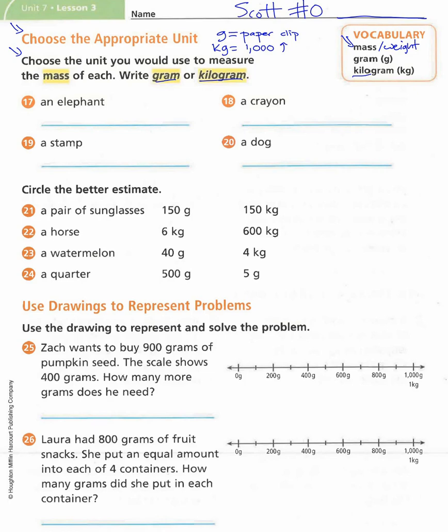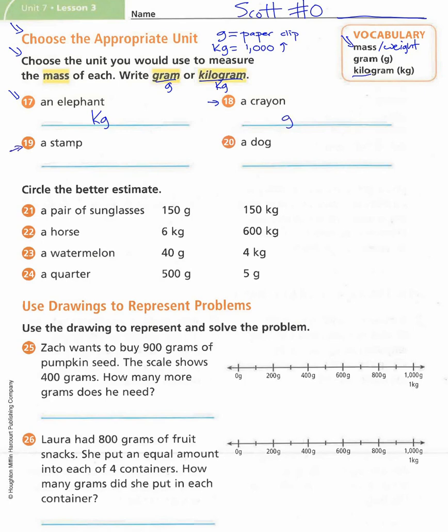Okay, so here we go. Let's look at number 17. We're going to go either G or kg. So G for gram, kg for kilogram. If you were to use one of those to measure the weight of an elephant, would you use grams, G, or kilograms, kg? Hopefully you just said kg, kilograms. Now, number 18, though, if you were going to use one of those to measure the weight of a crayon, yep, you're going to use just grams.